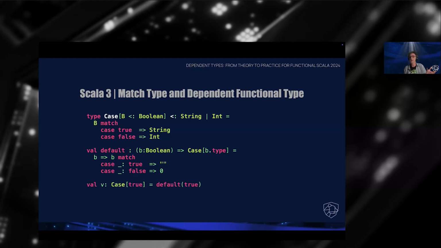And then after, we can easily call this, applying default to the expression true, and we can say that the type of this expression is Case of true, and if we apply the reduction thanks to the match type, then it's String. Okay, and all this works fine in Scala, and we have to keep in mind that this operation offers the capability to have some reduction during the type checking stage, during the compilation.